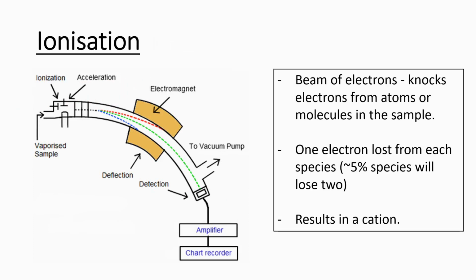measured by the computer. So let's look first in more detail at ionization. Here we have a beam of electrons. The electrons knock electrons from atoms or molecules in the sample.